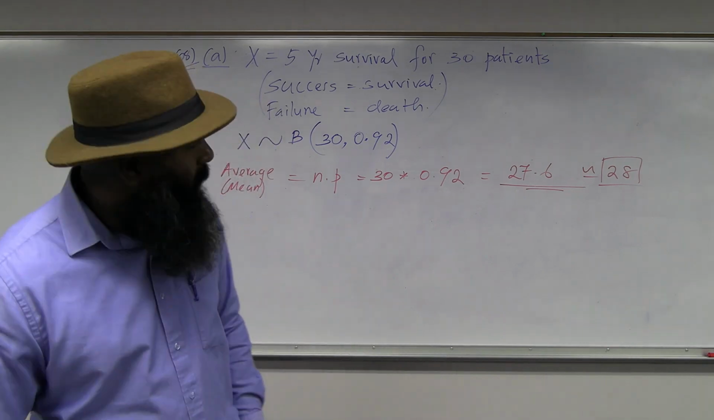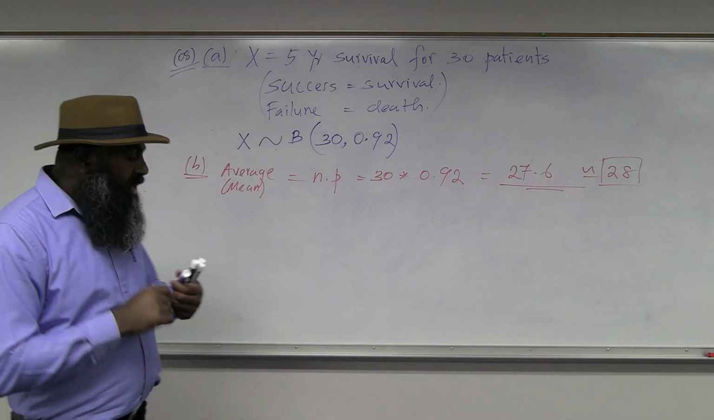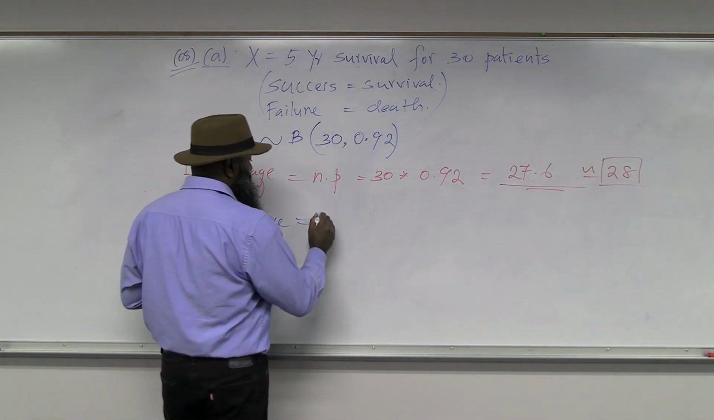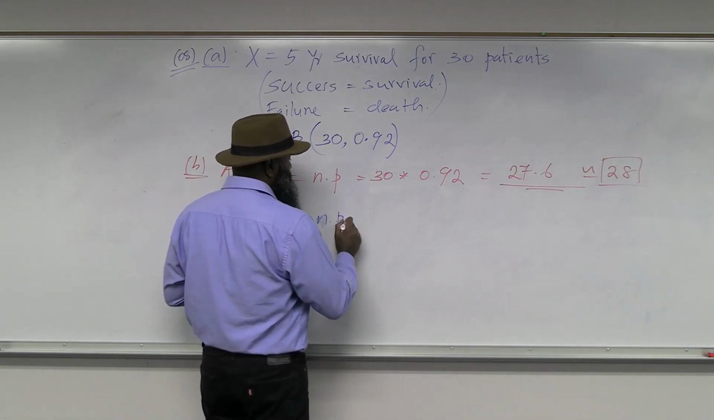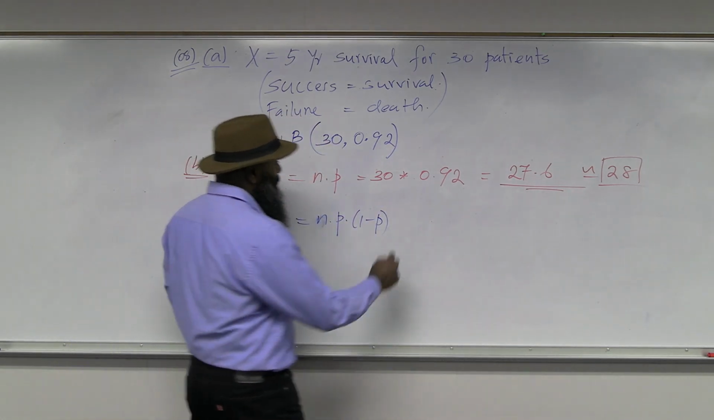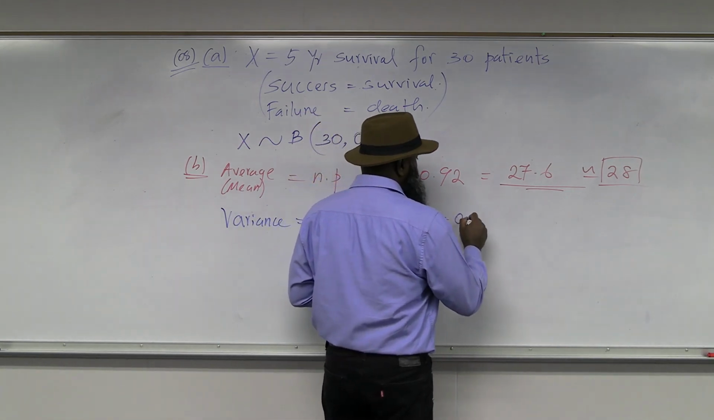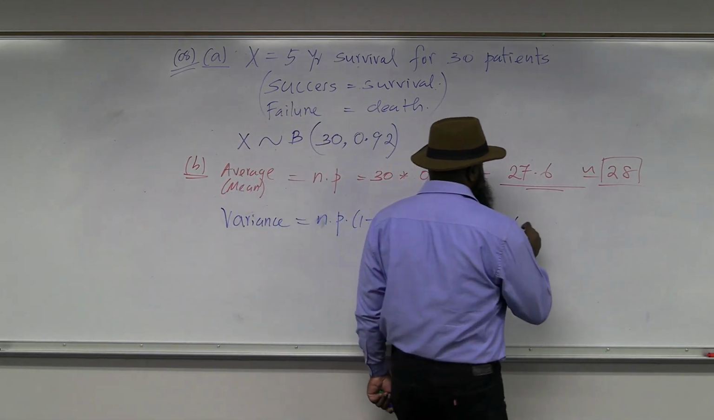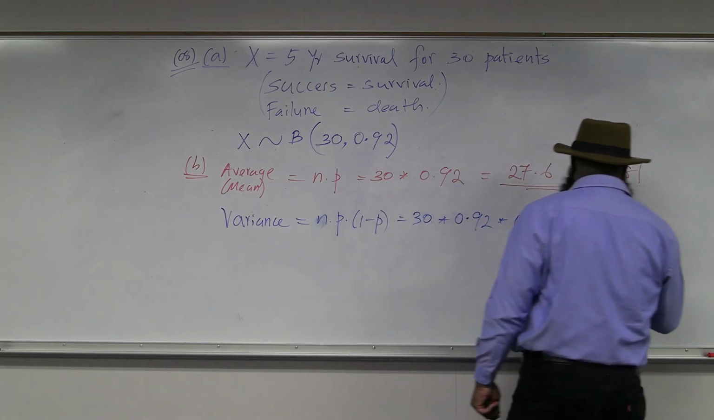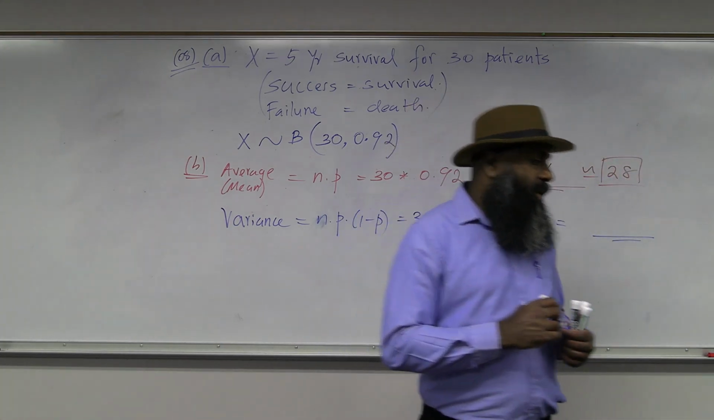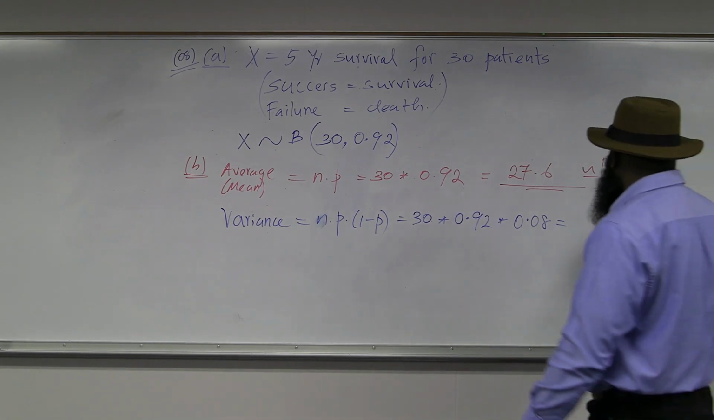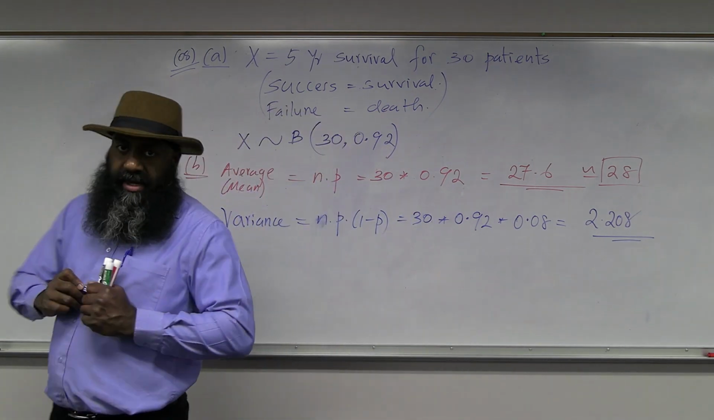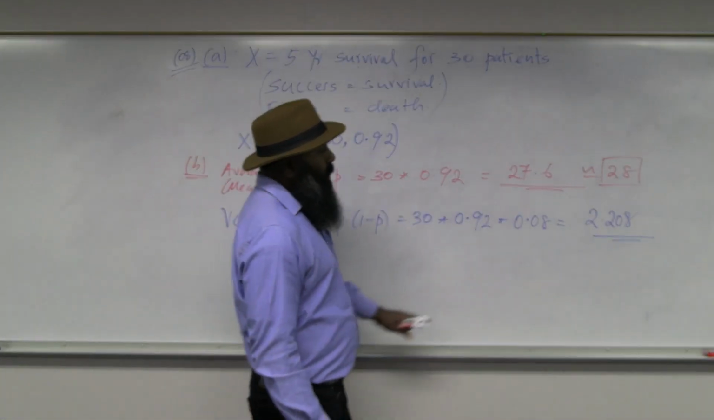And then I also will need to calculate the variance of this estimate. So the variance is given by what? Variance is equal to n times p times 1 minus p. So n equals 30, p equals 0.92, 1 minus p is 1 minus 0.92, which is 0.08. So you can multiply these three numbers and find the variance. So if you do that, we get 2.208. Now, if I also need to find the standard deviation, I just have to take the square root.